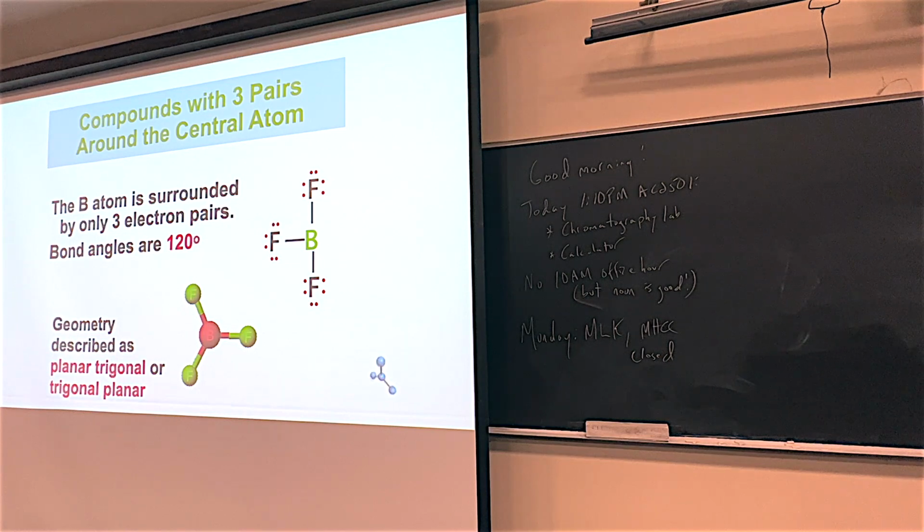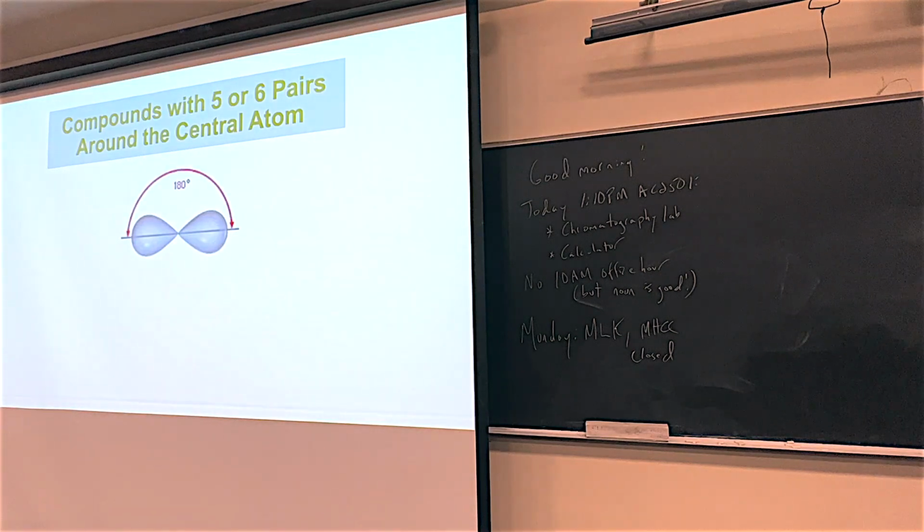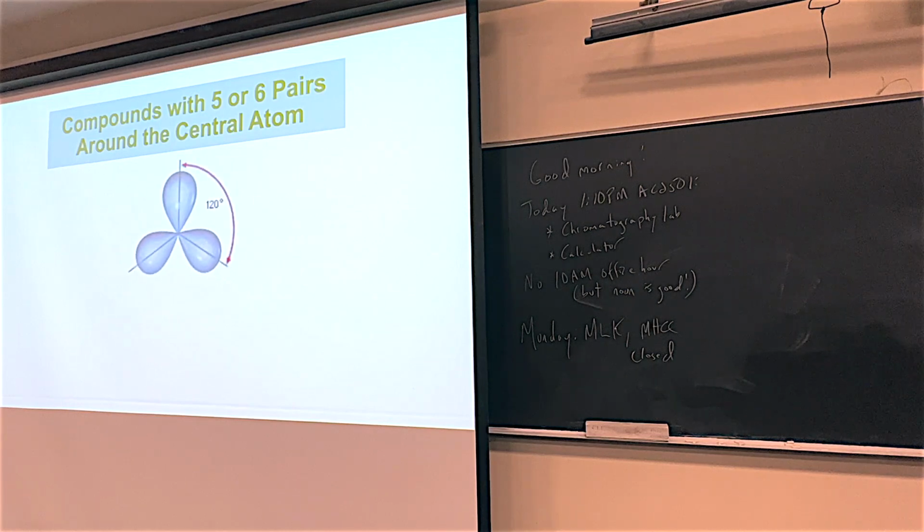But anyway, there are other trigs and there are other planes. Now, when you have 5 or 6, it's the same kind of idea. According to VSEPR theory, trigonal planar, valence pairs surrounding an atom move to positions that minimize their repulsions.